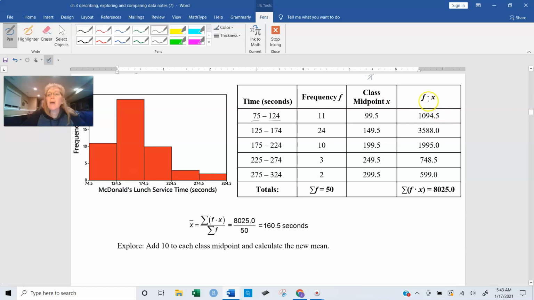This is how we find our x. All right, now I take the frequency times x, so you're multiplying these two together. So this frequency gives me this, and we add those up, and we get 8,025. Now I have to divide by my total frequency, or how many data values I have. So we divide, and we find our mean is 160.5 seconds. So on average, you're going to wait 160.5 seconds when you go through this McDonald's drive-thru.